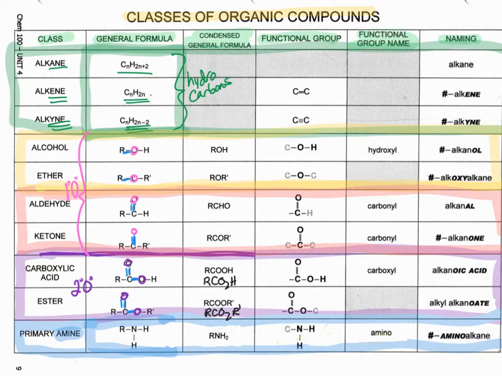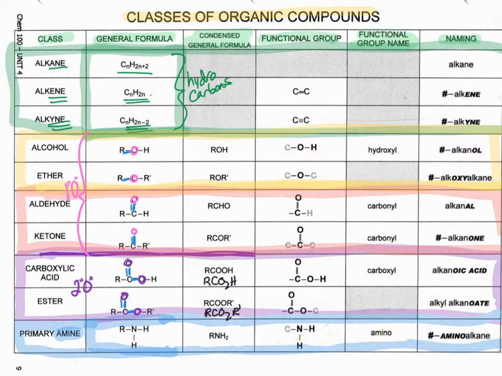The next thing we have is the functional group. This is not the same as the class of compound, although they are strongly related. So a hydroxyl is the functional group that makes an alcohol. When we look at carbonyl, the functional group is the C double bond O. It could be either an aldehyde or a ketone. There is no difference in the name of the functional group. That is just the C double bond O.